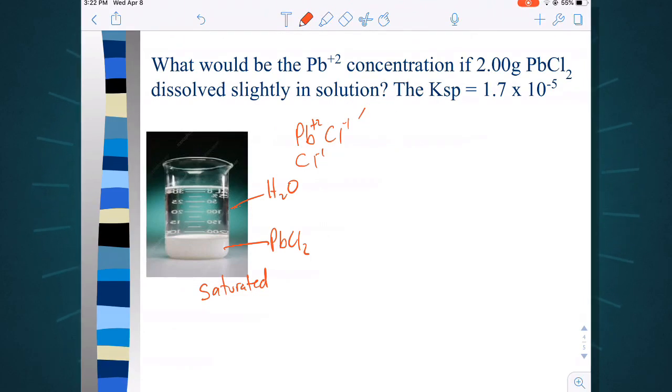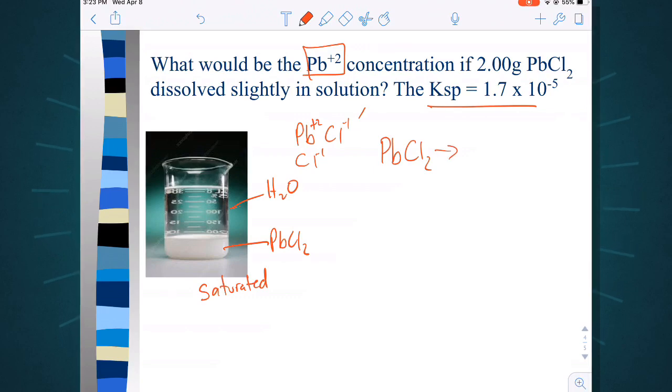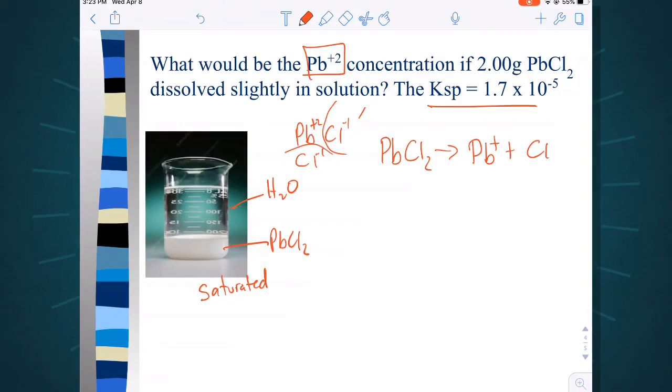We need to figure out how many, right? That's our goal here. They're asking what would be the Pb plus 2? And we can use this to tell us, because we know that if something is dissolving, if this is the equation and it's dissolving, water is trying to split this apart, right? So it's trying to get it into Pb plus 2 and Cl minus, and there would be 2 of those.